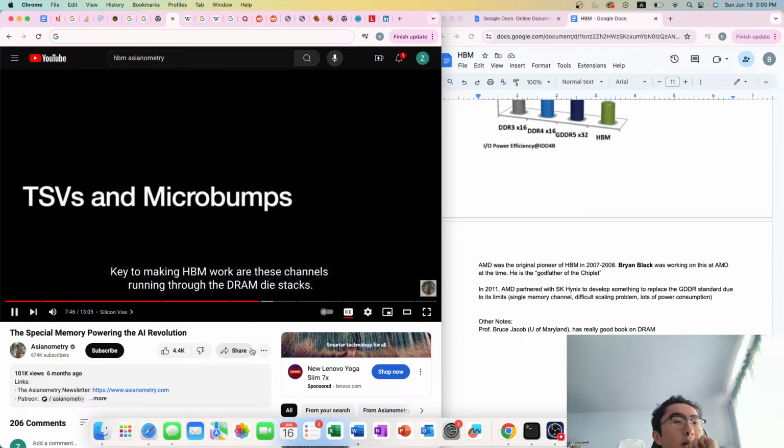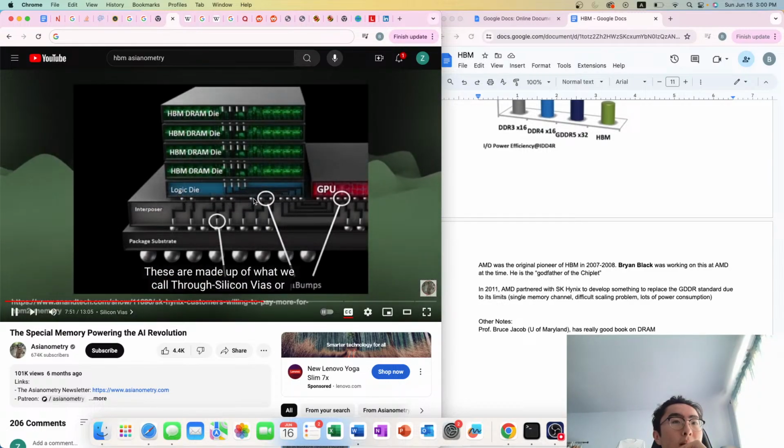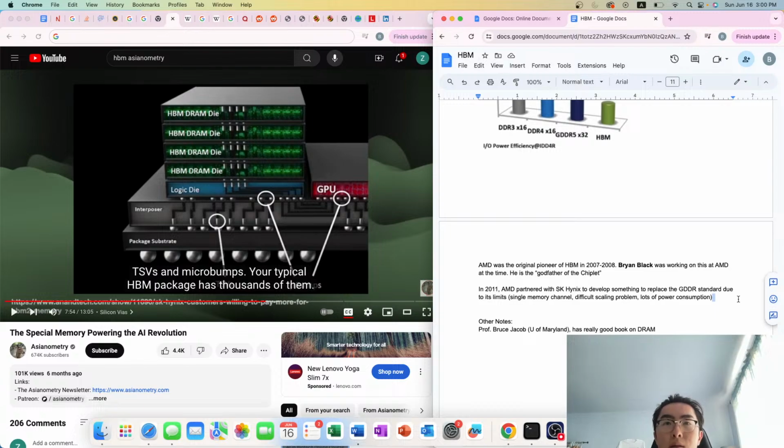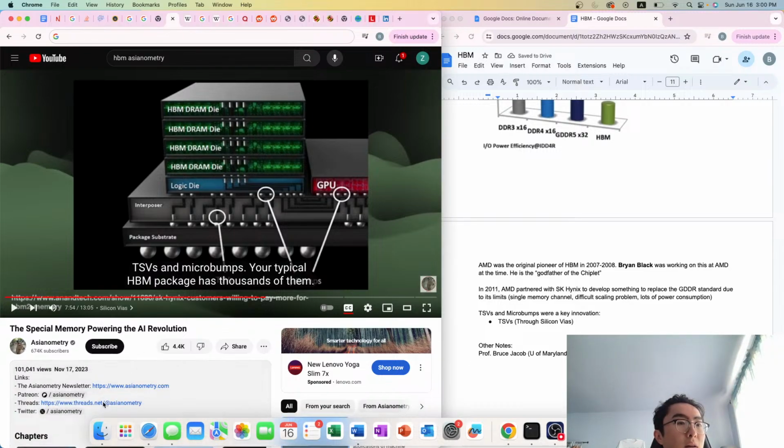Key to making HBM work are these channels running through the DRAM die stacks. These are made up of what we call through-silicon vias, or TSVs. TSVs and micro bumps were a key innovation. So who is this guy, Asianometry?